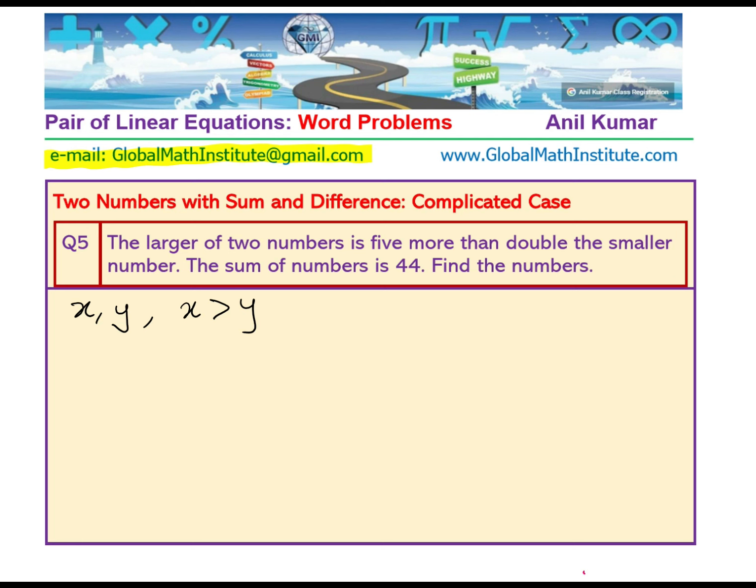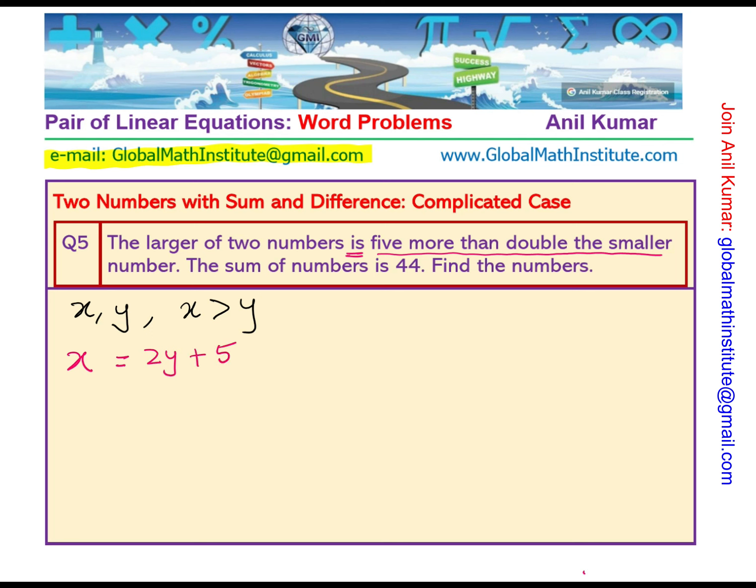So larger is x. Larger of two numbers is equal to 5 more than double the smaller, right? So double the smaller is 2y plus 5. You see, I'm writing plus 5 later. Then it will come later. Subject here is y, the smaller number. Twice the smaller number plus 5. So we get our first equation.